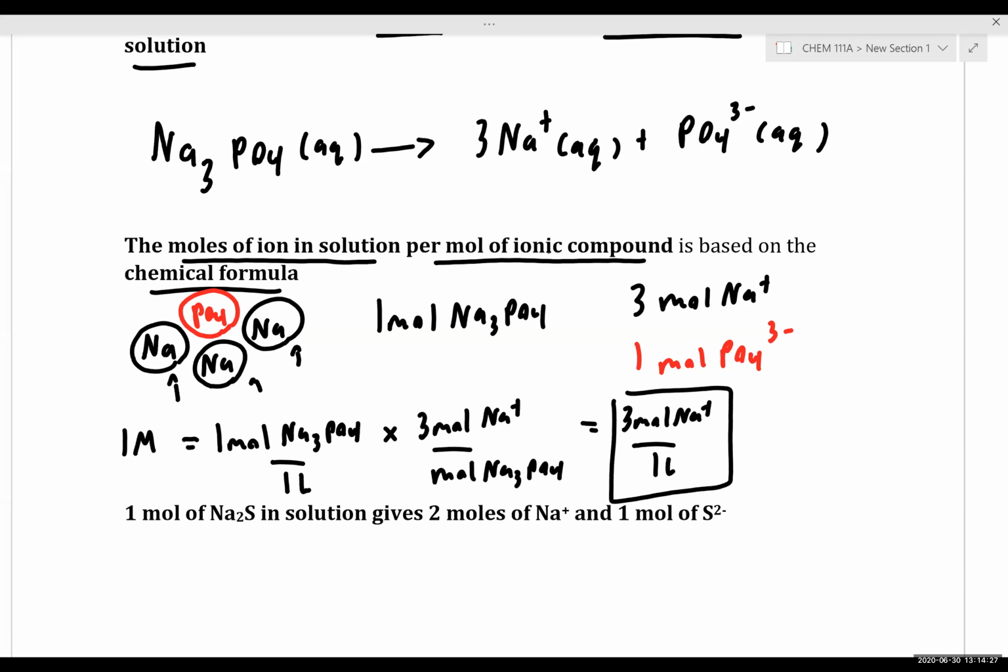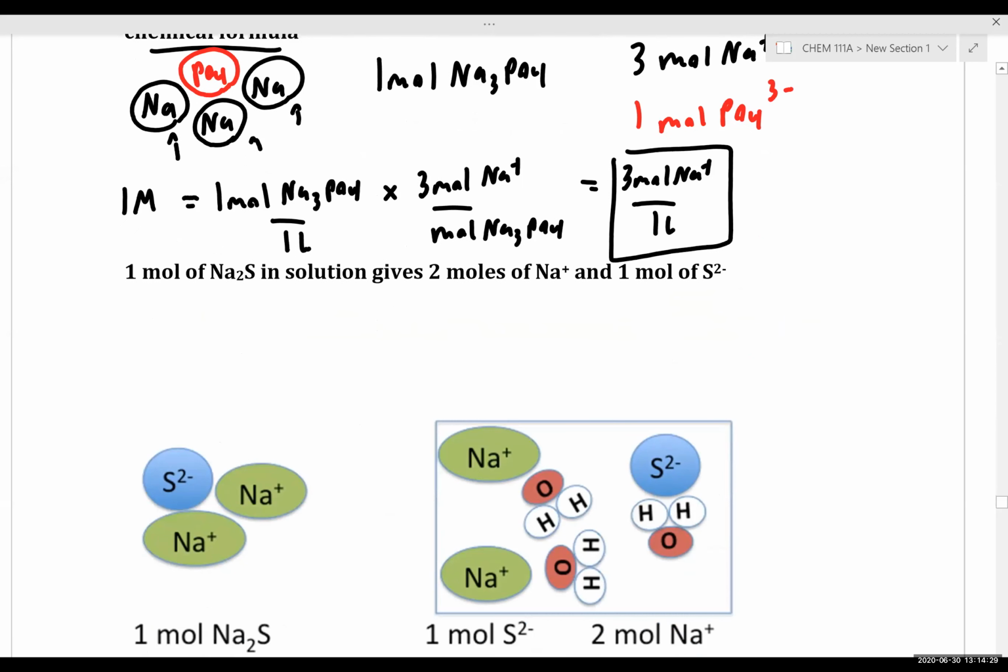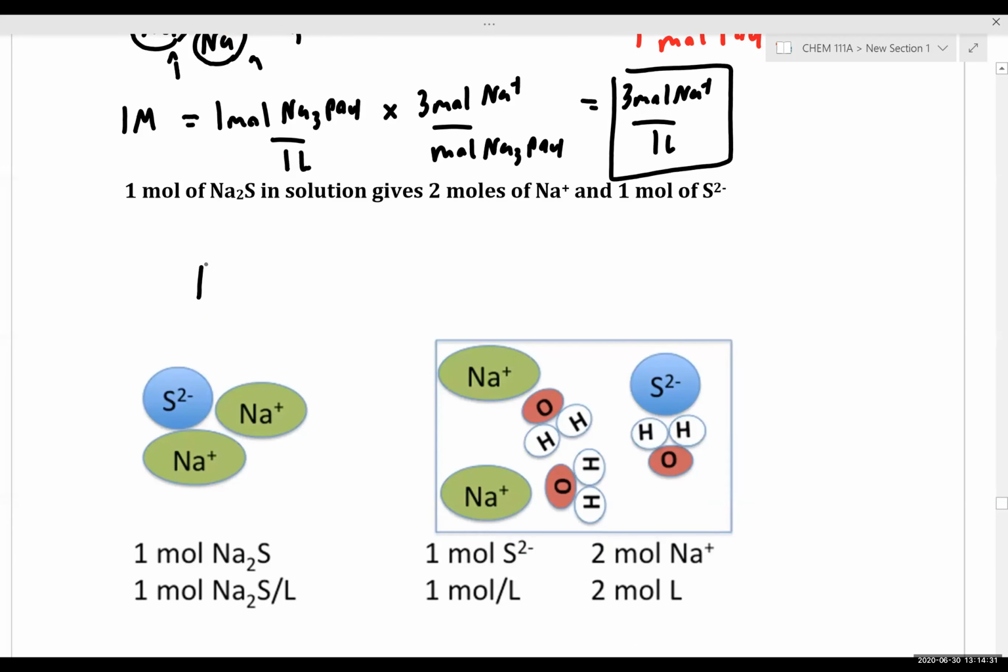So let's do another example. And let's think about sodium sulfide. So Na2S, sodium sulfide, a picture of which is shown below. In solution, what ions are present in sodium sulfide and how many ions? Well, we see 2 sodiums, so 2 sodium plus, that's given by the subscript. And we have 1 sulfide, which is S2 minus.